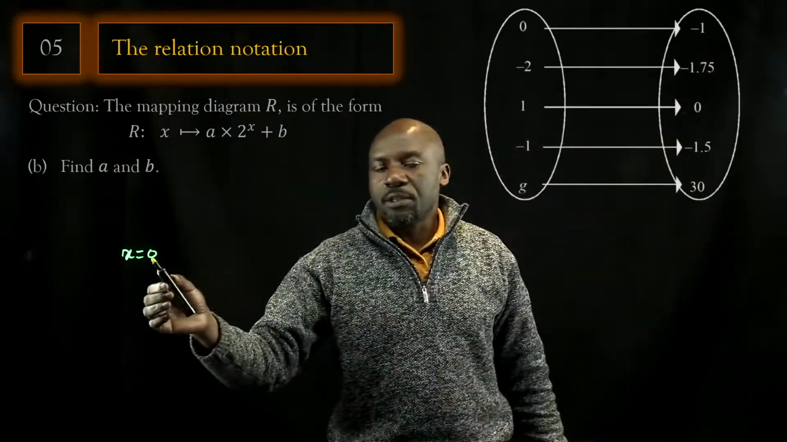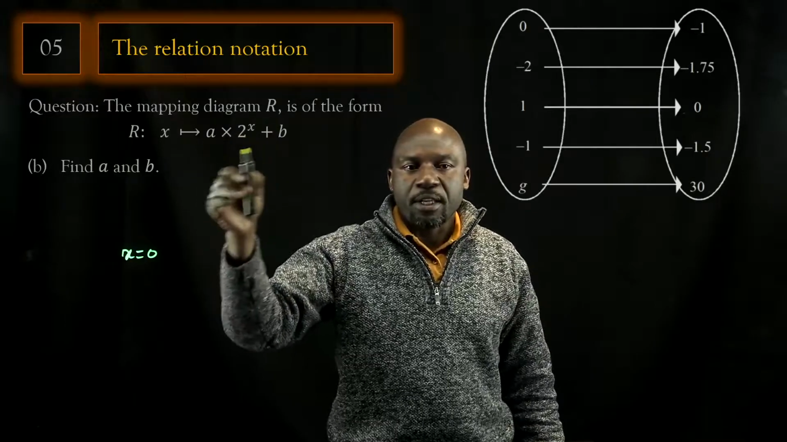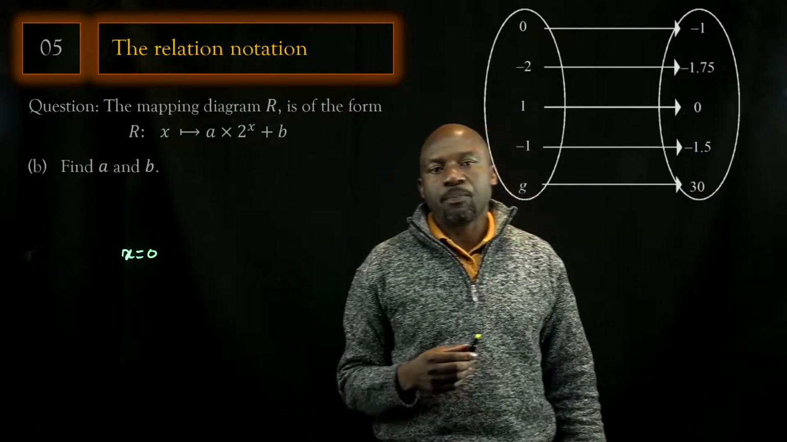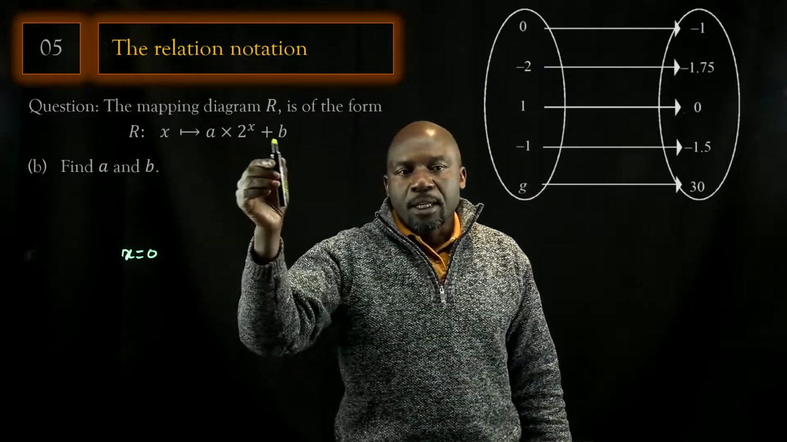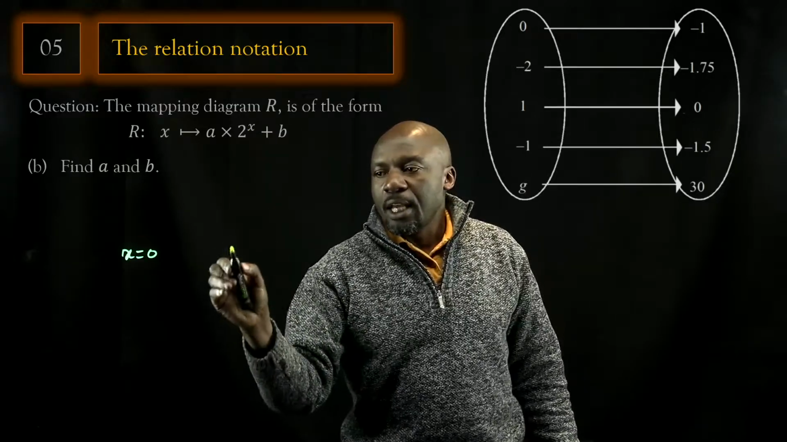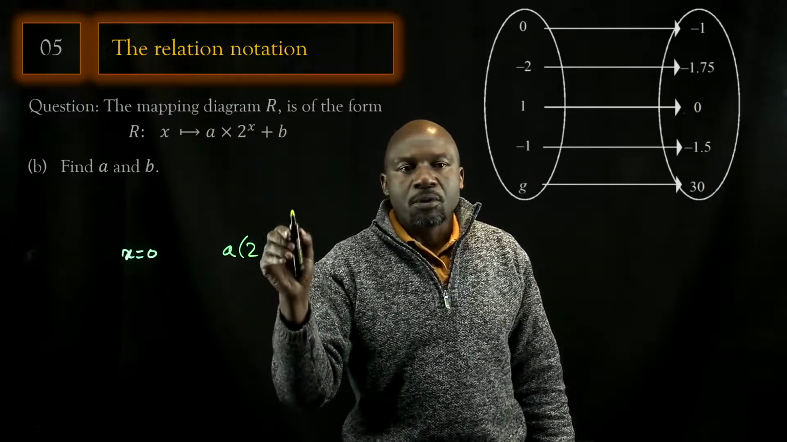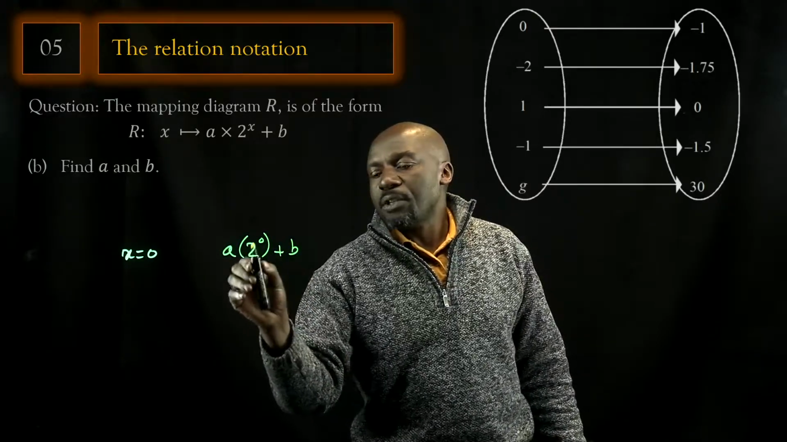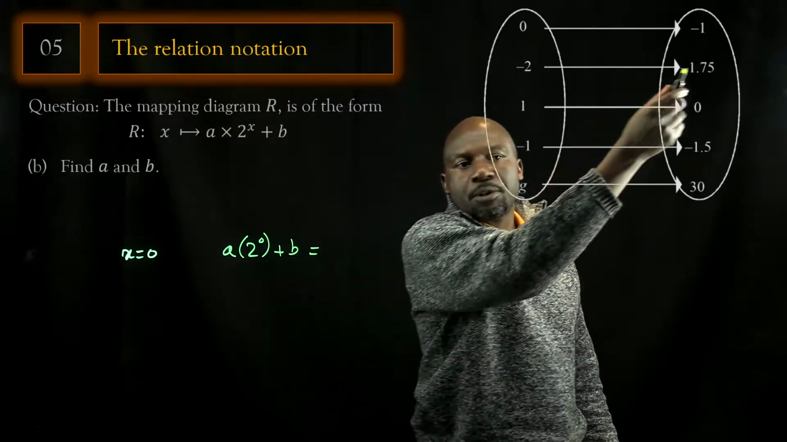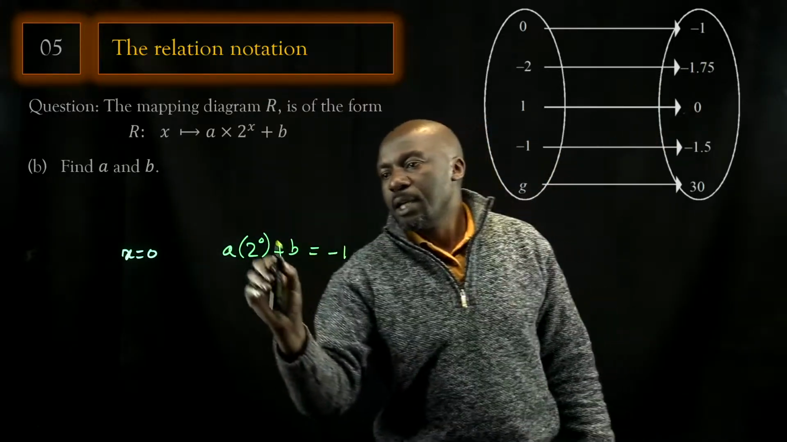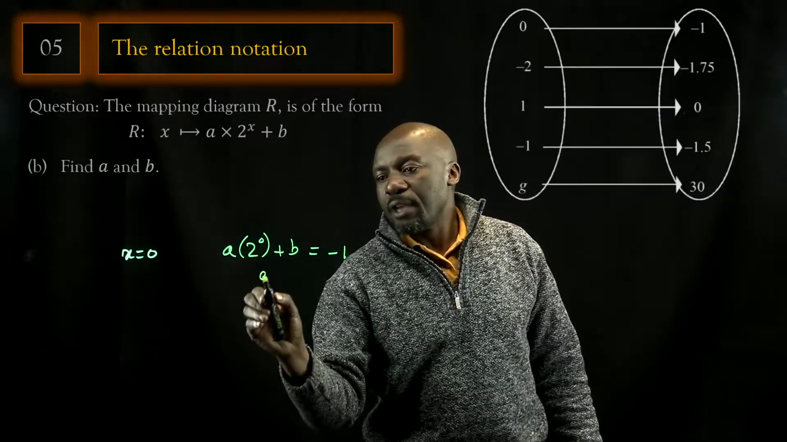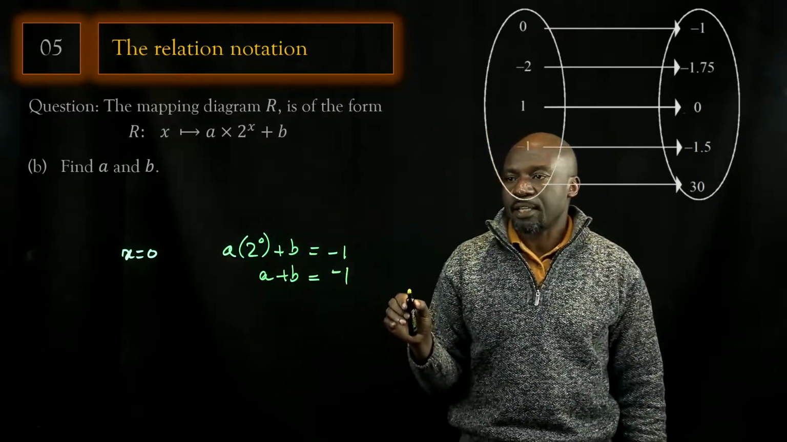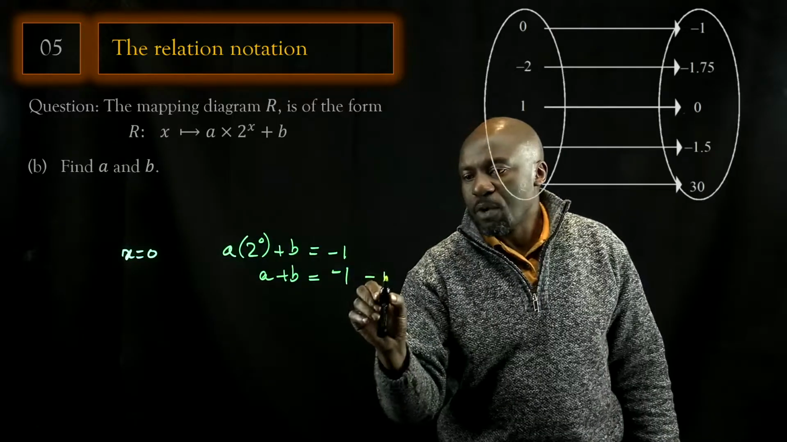Okay, so if I put this 0 into this function, whatever I get should be the value of y that is here, just like we did with the first question, the opening problem. So when x is 0, plug in 0 here, we get a times 2 to the power of 0, and then we add b. 2 to the power of 0, and this thing here must be equal to negative 1. So 2 power 0 is 1, so we have a plus b equals negative 1. I hope you are understanding this. I'll call that my equation 1.